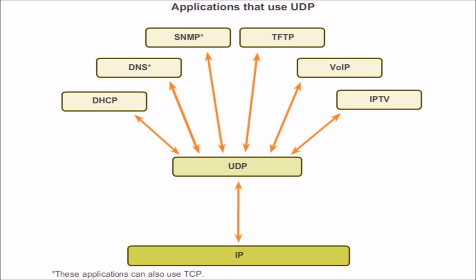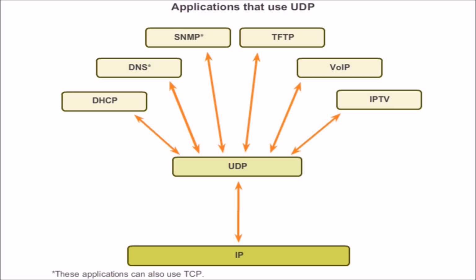Some applications handle reliability themselves. These applications do not need the services of TCP and can better use UDP as the Transport Layer Protocol. TFTP is one example of this type of protocol. TFTP has its own mechanisms for flow control, error detection, acknowledgements, and error recovery. It does not need to rely on TCP for those services.